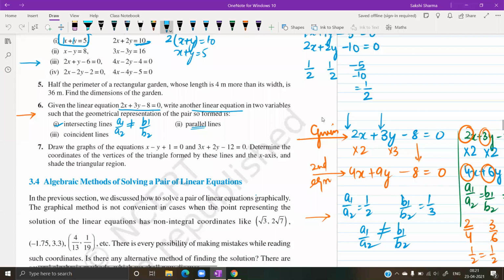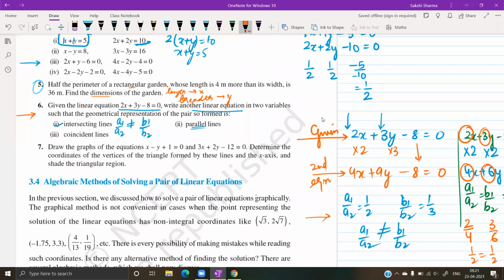Question number 5, again, is a statement sum. Half the perimeter of a rectangular garden whose length is 4 meters more than the width is 36 meters. Find the dimensions of the garden. So the dimensions of the rectangular garden are represented as length and breadth here. You can take length and breadth as L and B and form equations. Or if you want to change, you can represent the length as X and the breadth as Y.